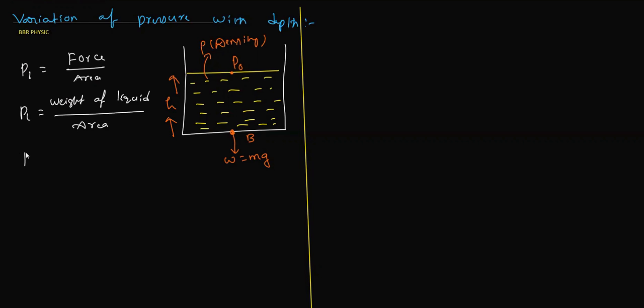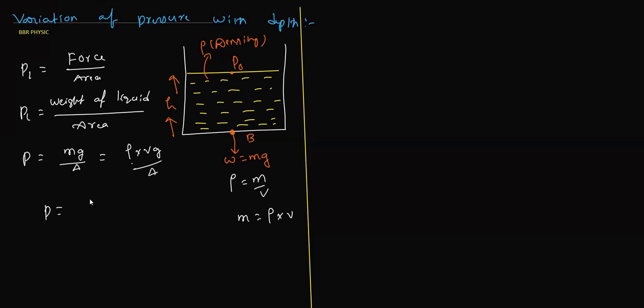So pressure equals mg upon A, because mg is nothing but weight. In place of m, I'm going to substitute density terminology. Density equals mass upon volume, so mass equals density into volume. So we can write density into volume times g divided by area.